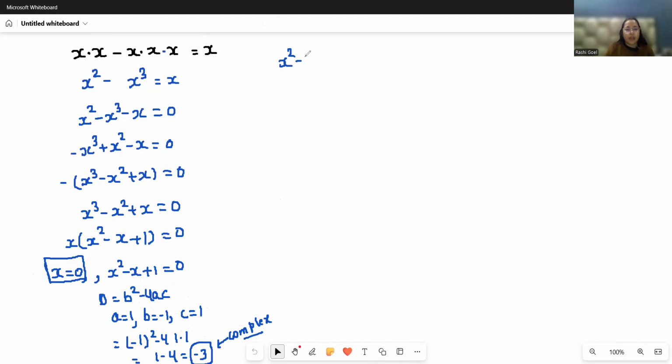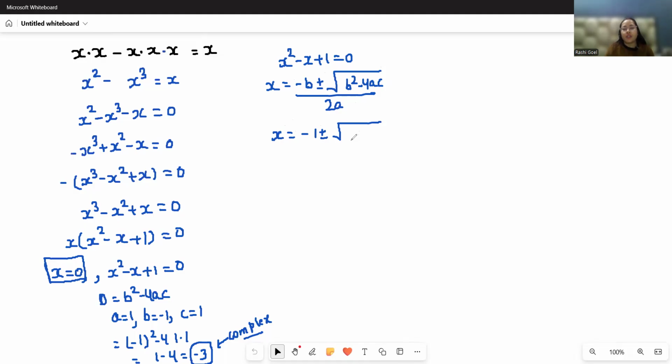So x square minus x plus 1 equals 0. I'm going to use the quadratic formula, minus b plus minus under root b square minus 4ac, by 2a. So x is equal to minus (minus 1) plus minus, we already found the value of b square minus 4ac, that is negative 3, by 2 times 1. So x is equal to 1 plus minus root of negative 3. We can write it as root 3 times under root minus 1, by 2. So x is equal to 1 plus minus root 3 iota by 2.